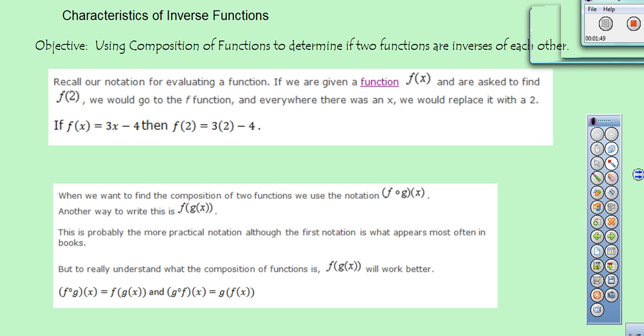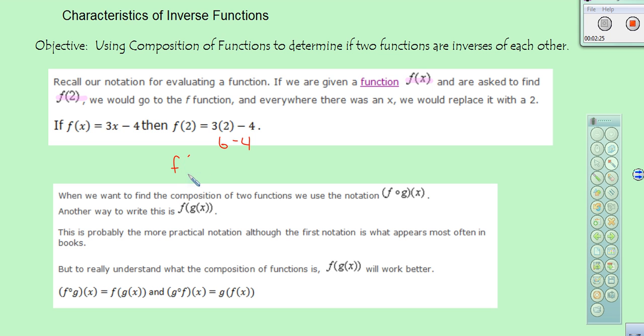Alright, so here we go. Using composition of functions to determine if two functions are inverses of each other. So here's what I want to recall before we get started, and that is that this is called function notation, f of x. With function notation, if I said find f of 2, that means everywhere there's an x, I would put a 2. So given this function, f of x equals 3x minus 4, f of 2 would be 3 times 2 minus 4. So that would be 6 minus 4. So f of 2 would be equal to, that's a coincidence, 2.